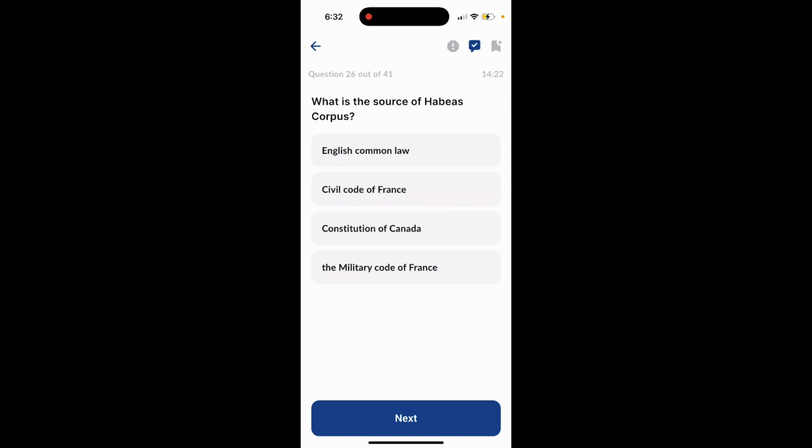What is the source of habeas corpus? Option 1, English common law. Option 2, Civil Code of France. Option 3, Constitution of Canada. Option 4, the Military Code of France. The answer is English common law.